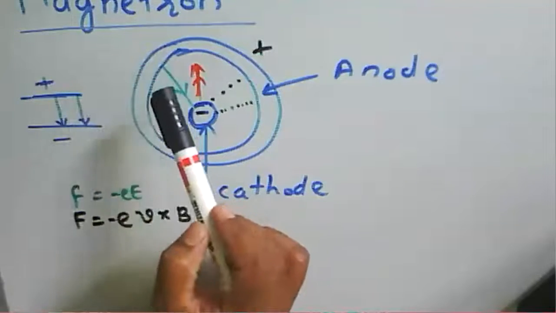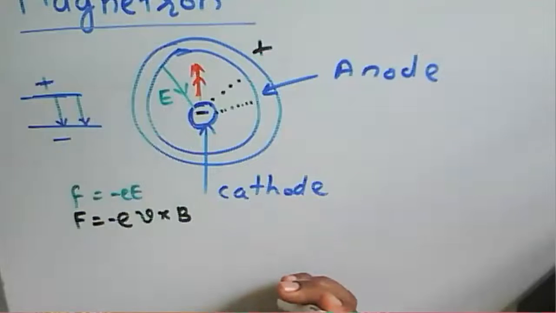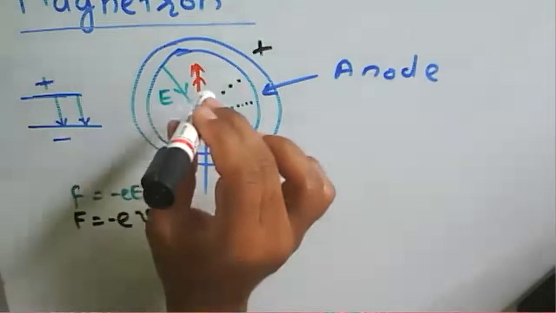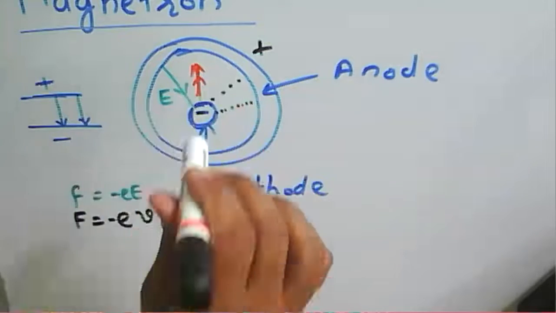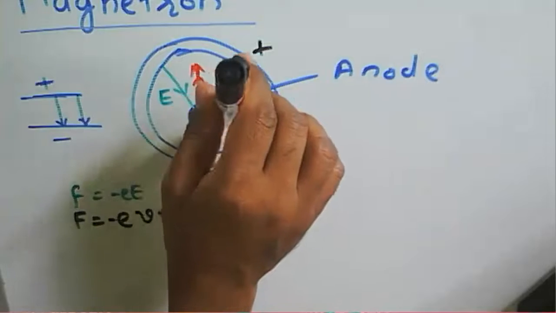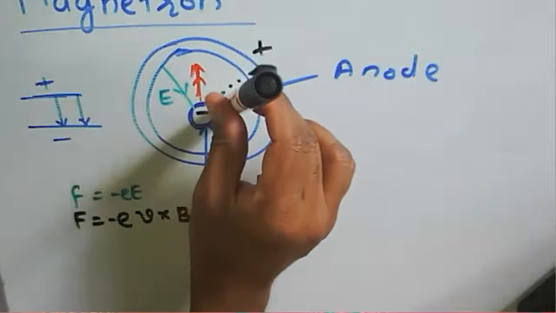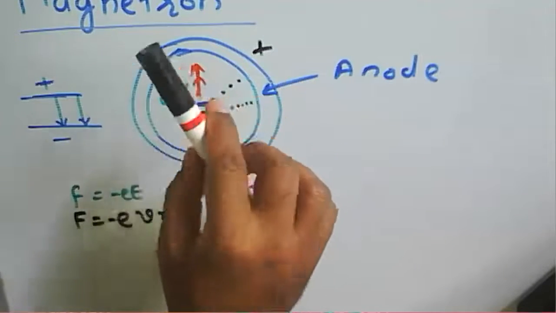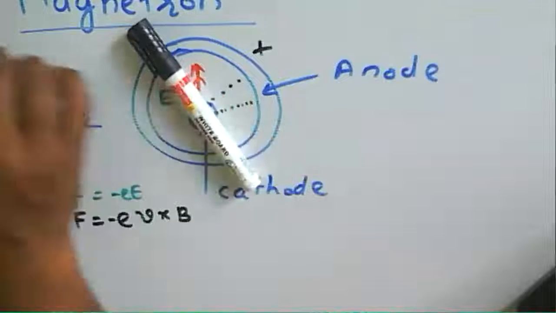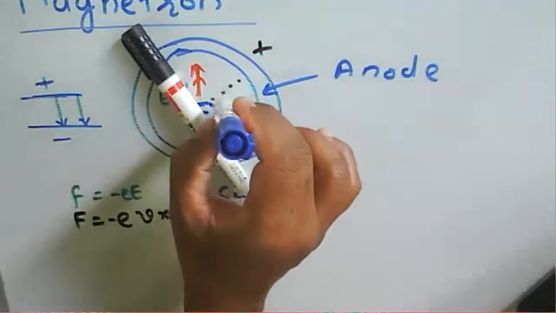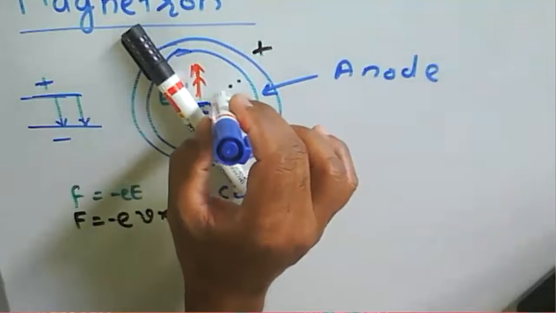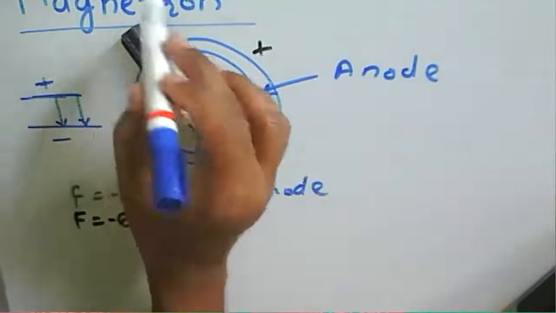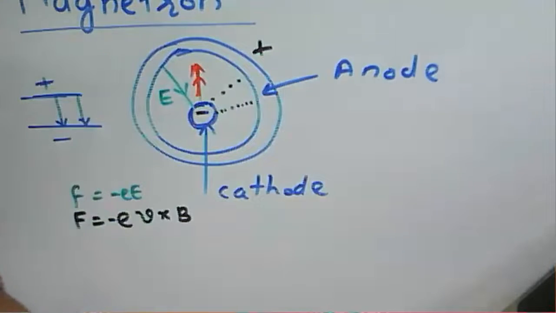We say that the magnetron is a cross field tube. So the force exerted on this one is perpendicular in nature. So we have the field. This one is the electric field. So we have the magnetic field here. Okay, this one is a magnetic field. So that's why this tube is called a cross field tube.